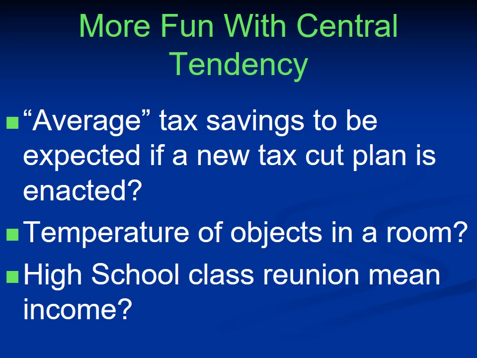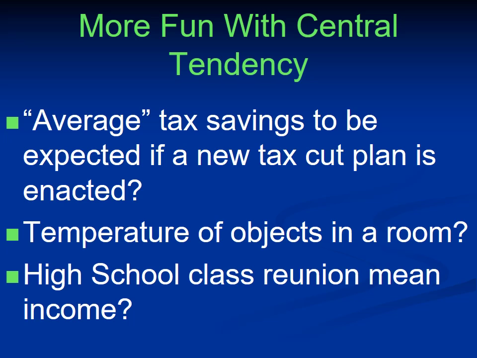All right, lastly here, let's just look at a few more examples, other ways of looking at this concept that the mean can be heavily influenced by outliers. So we already talked about this first one, right? Average tax savings to be expected if a new tax cut plan is enacted. But the other two on the slide are kind of fun and interesting. So how about this one?